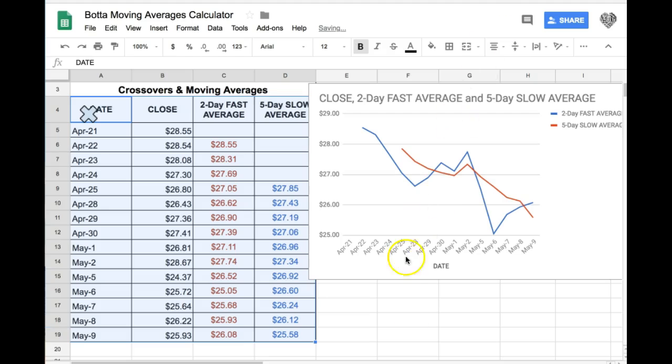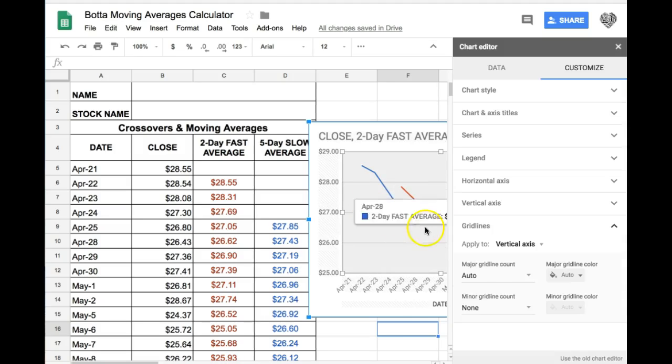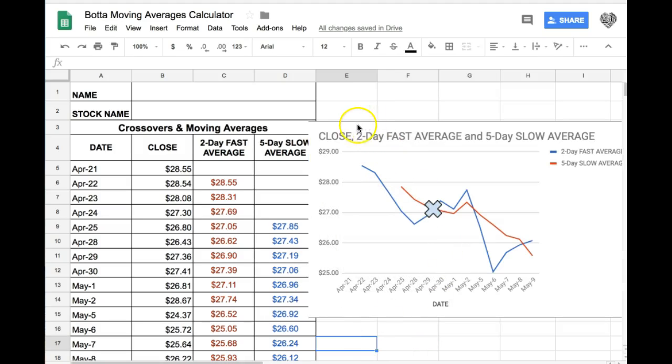Save and close. And where is it? Okay, so I found my little X. It was over in my table, kind of hiding over here, and it blended in with the blue background because it's highlighted. So I put a little X over that point. And then we see at our next intersection point, the slow is overtaking the fast. So that would be a good time to sell, and we indicate that with an O.